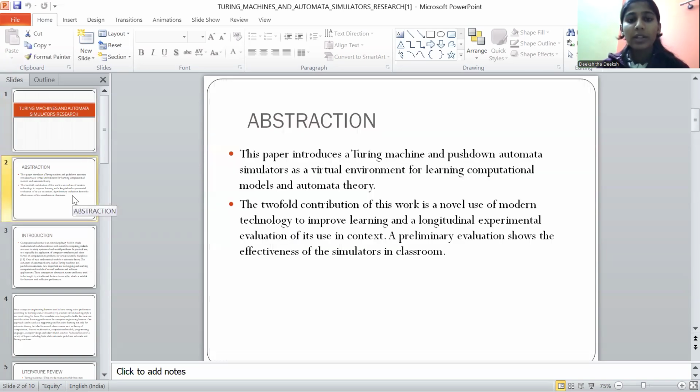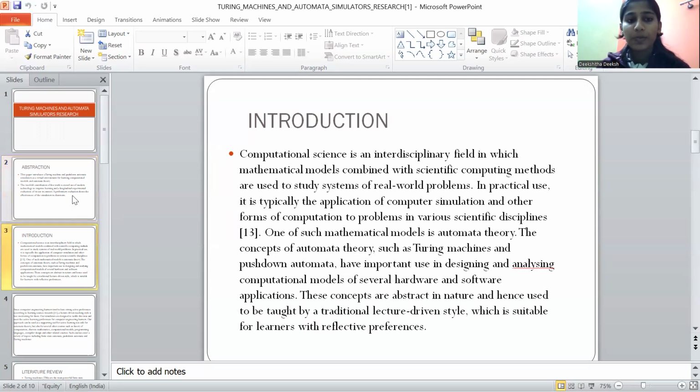Abstract. This paper introduces a Turing machine and pushdown automata simulators as a virtual environment for learning computational models and automata theory. The twofold contributions of this work are the novel use of modern technology to improve learning and a longitudinal experimental evaluation of its use in context. A preliminary evaluation shows the effectiveness of the simulators in the classroom.